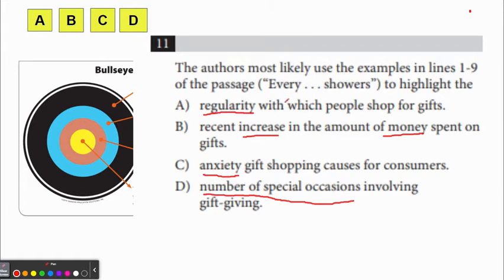So the question is asking me, in lines 1 through 9, is the author trying to show me how often people shop for gifts? Or is he trying to show me the increase in the amount of money spent on gifts, or the anxiety that gift giving causes, or the number of special occasions that we shop for gifts? So I need to go back to lines 1 through 9.